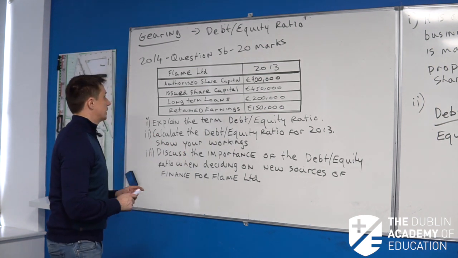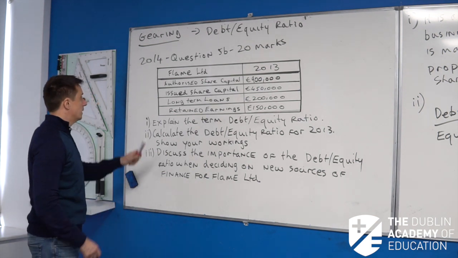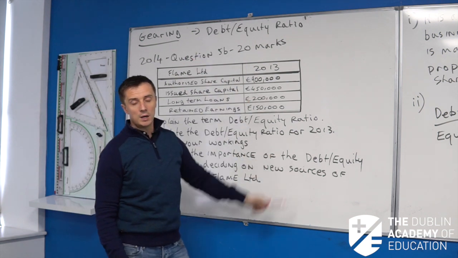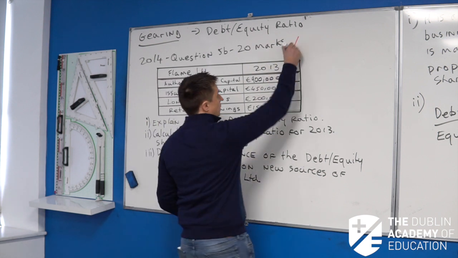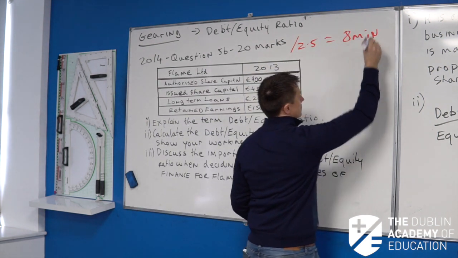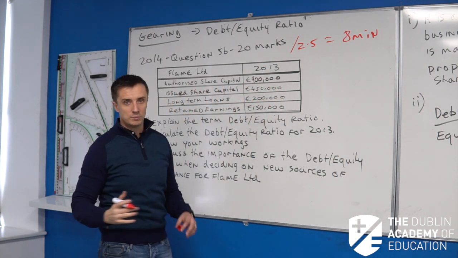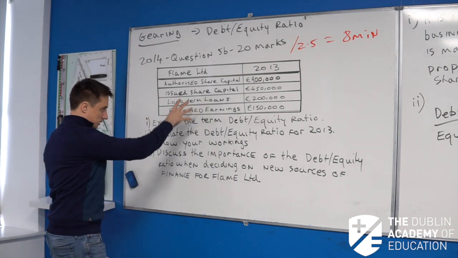So the best way to do it is just by jumping in and testing yourself on a question. This is the 2014 question 5B, 20 marks, and divide that by 2.5. You've got 8 minutes to do it, okay? Don't use that to put yourself under a huge amount of pressure drilling through it, but just get set with time management, okay? So anyway, this is the question, this is the way it's mapped out.